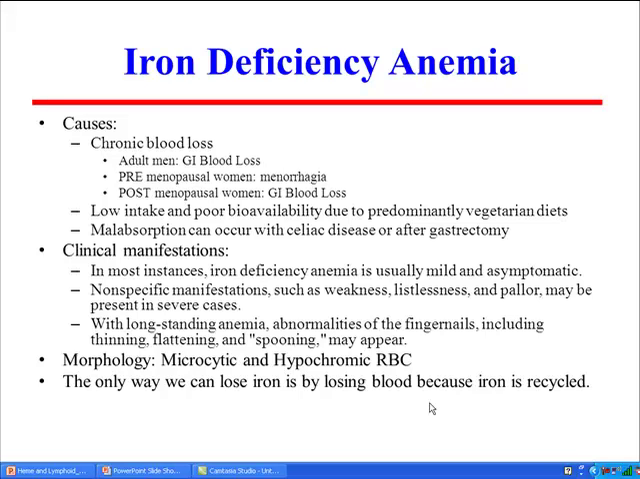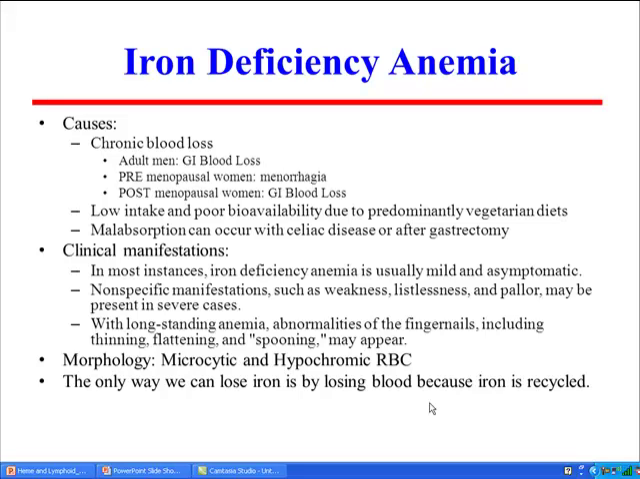So clinical manifestations: in most cases, if the iron deficiency is mild, the patient will be asymptomatic. In more severe cases, the patient may get nonspecific symptoms such as weakness, listlessness, and pallor. But in long-standing anemia, you may see abnormalities such as the fingernails being thinner or flattened, or they may get fingernails called spooning, in which it's curved upward.